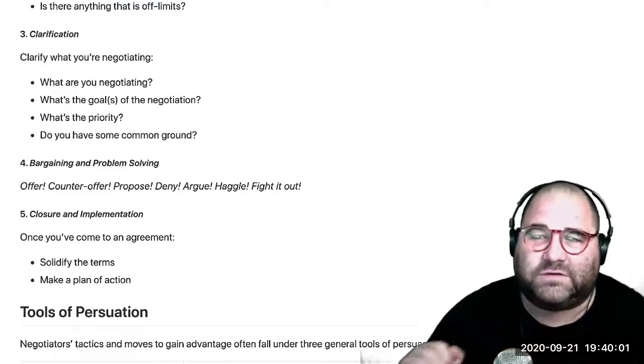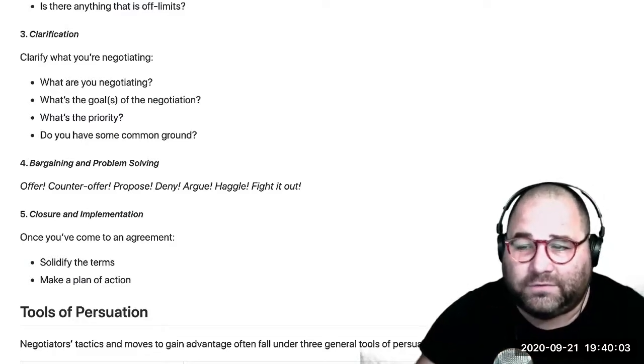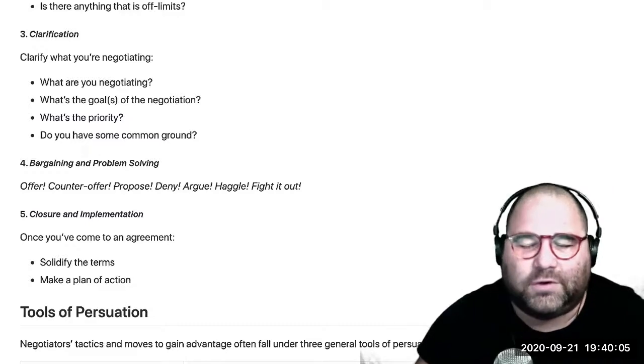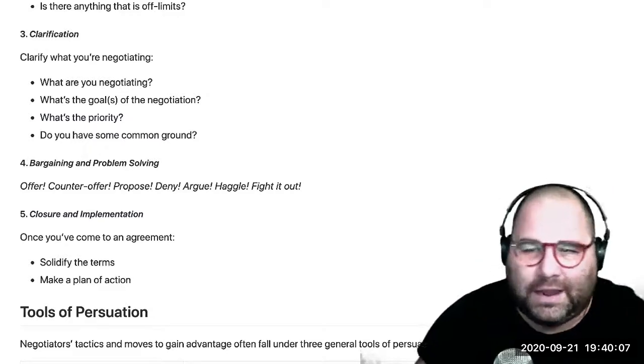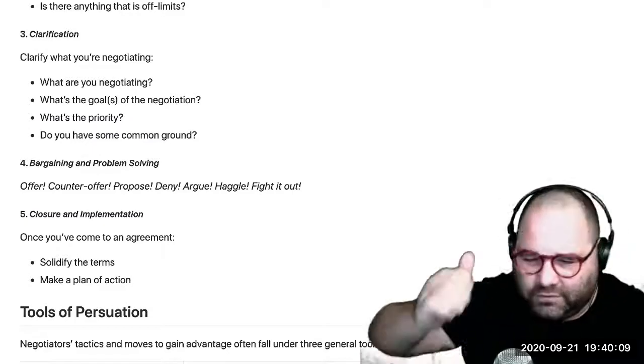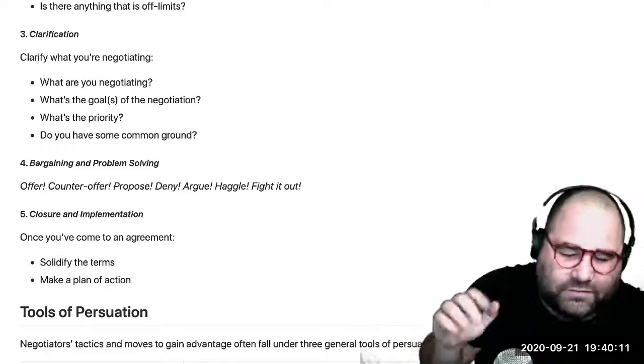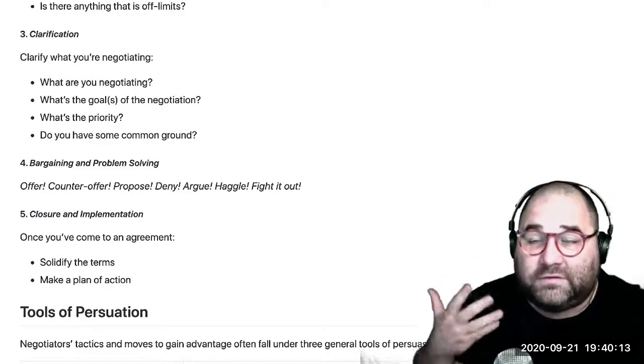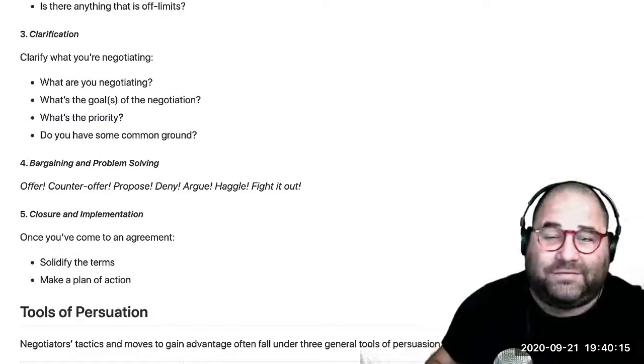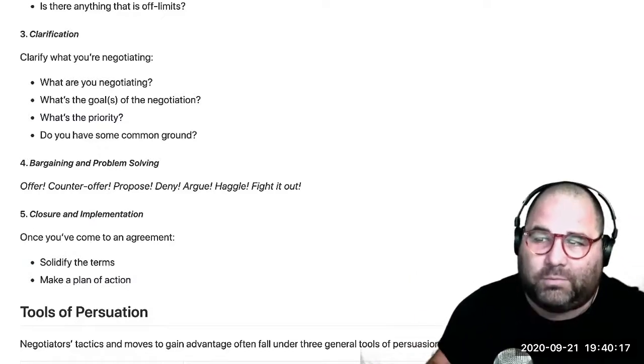That's the clarification stage. The fourth stage, this is the one that you're thinking of when you think of negotiations, where you say offer, counter offer, I'll give you this if you give me this. And like, can you bend on this? Can you do this? You notice it is the second to last of the stages. Just do all this prep work beforehand.